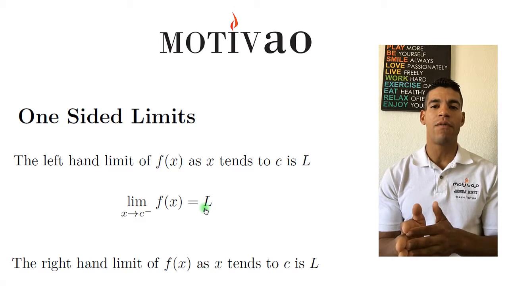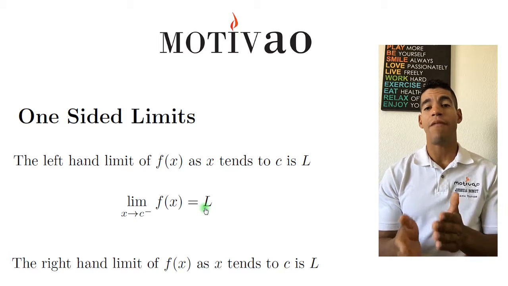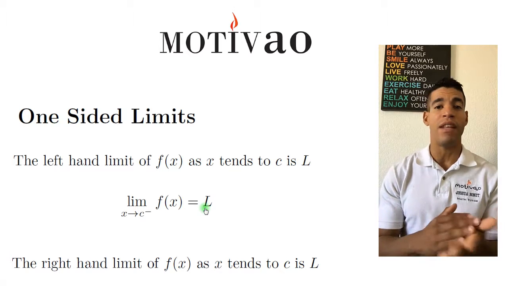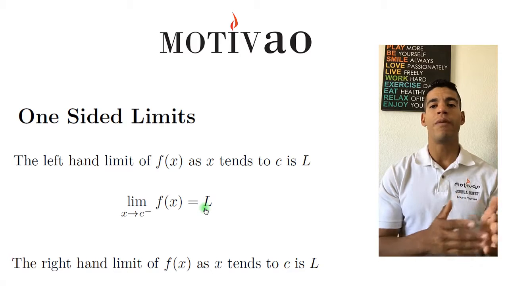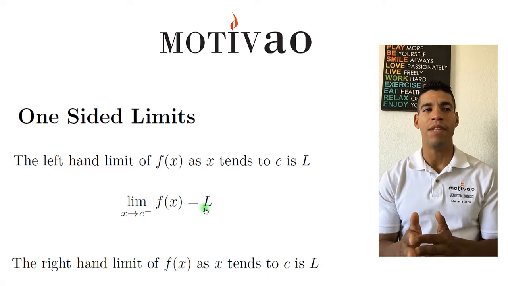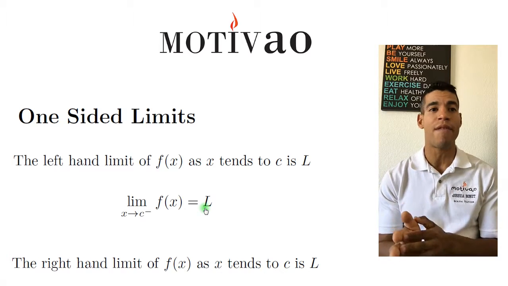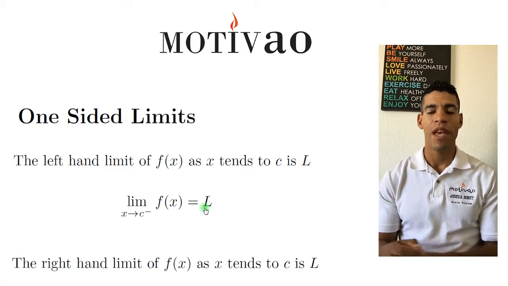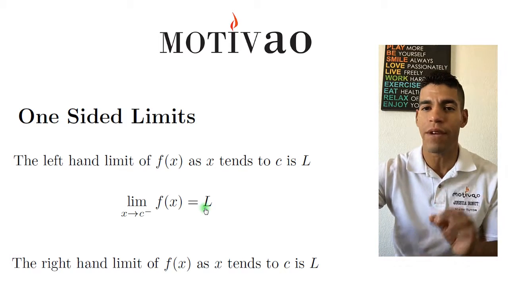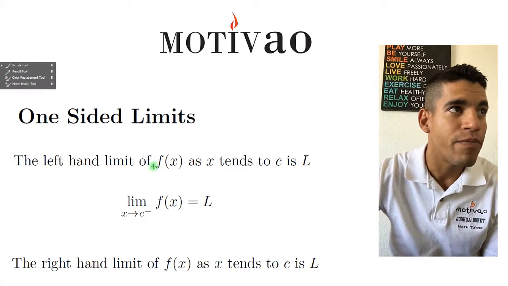So we're trying to look for ways to find the limit, but we have to be cautious about when the limit does not exist, okay? So to be able to do that, we're going to talk about one-sided limits. So the first one is the left-hand limit of f of x as x approaches c is L. And notice the only difference is this little symbol.